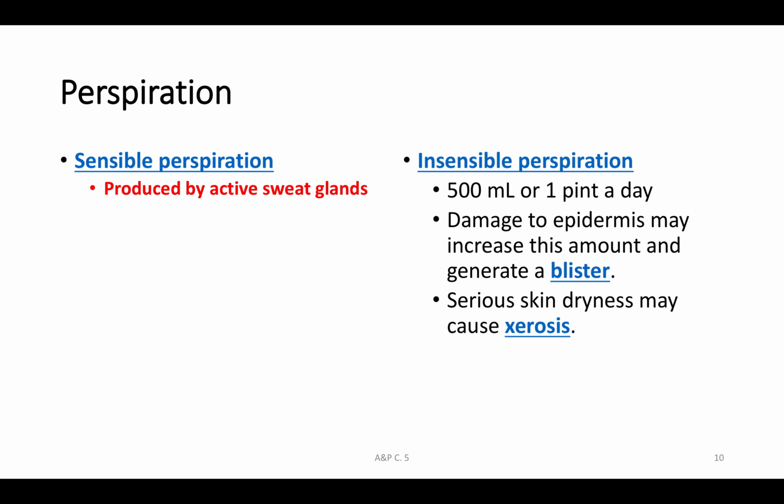Also with the epidermis, we went over perspiration, and there are 2 types of perspiration or sweating. There's sensible perspiration, which is produced by your active sweat glands. This is the sweat that you produce when you're being active, working out. This sweat is also going to produce that kind of BO smell. There's also insensible perspiration, where you are sweating and you don't even know it. This sweat does not have that characteristic BO smell.